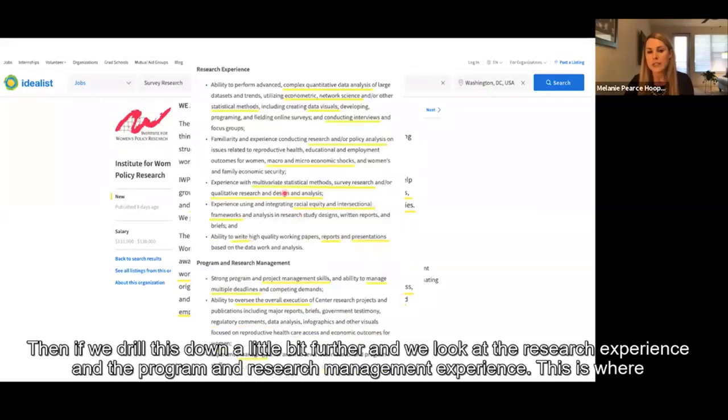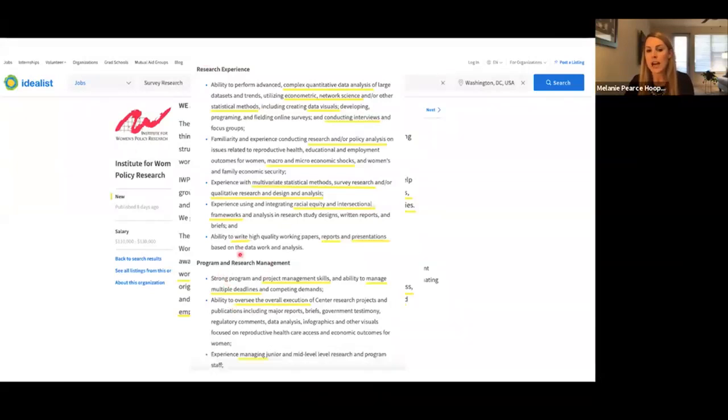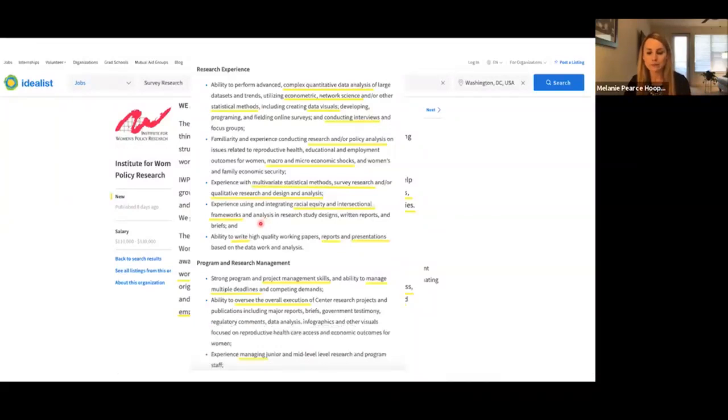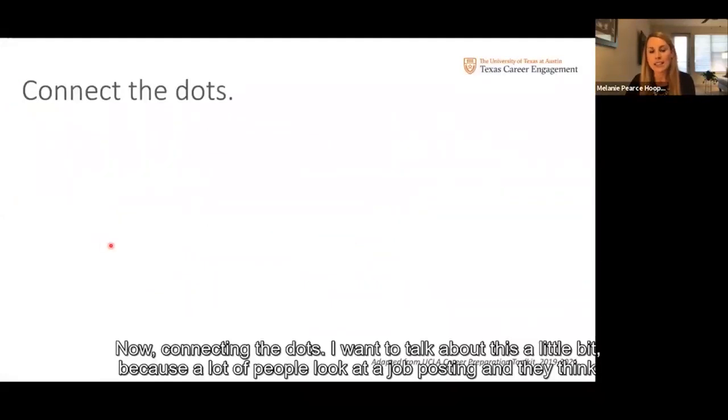Then if we drill this down a little bit further and we look at the research experience and the program and research management experience, this is where the job posting gets even more specific, right? So this is where they're kind of saying, this is what we're looking for in a candidate. These are the skills that we would like for you to have. Okay. Now, connecting the dots.